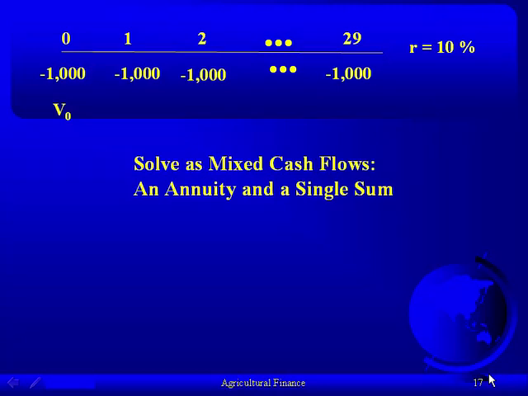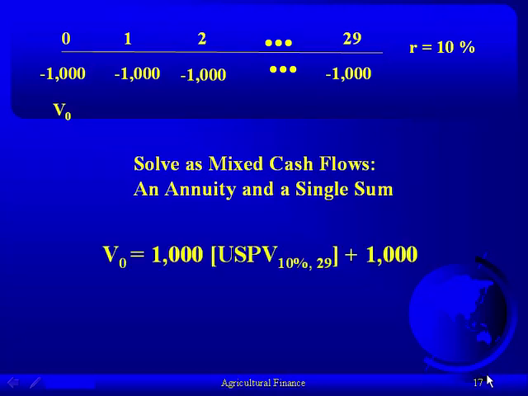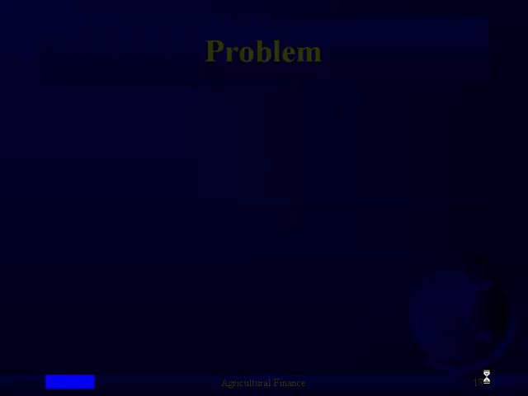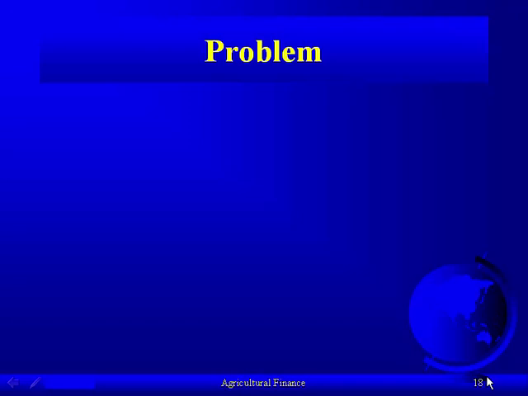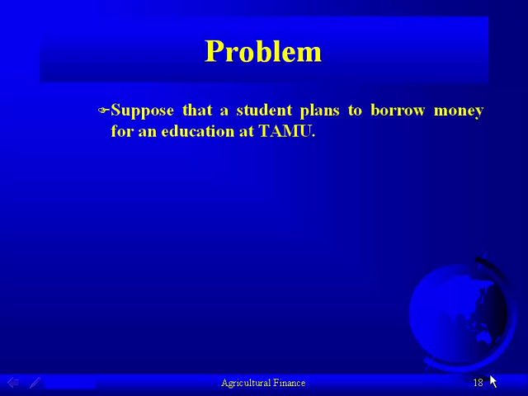Okay, again, this was solved as mixed cash flows. If you look at the formulas, we basically solved the present value of the 29 end-of-period cash flows, and then we added this single sum amount, did the arithmetic, and it comes out to $10,370. Again, the purpose of that was just to help clarify what we mean by end of period versus beginning of period cash flows. This next problem may be of interest to some of you.